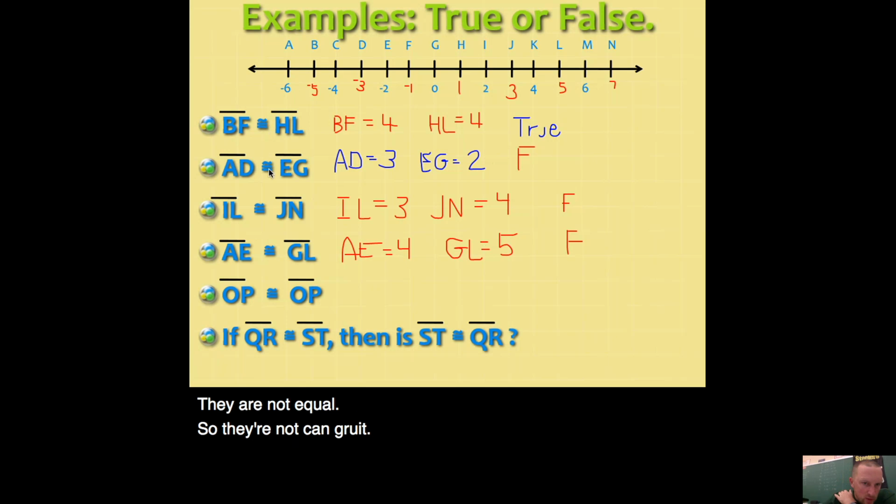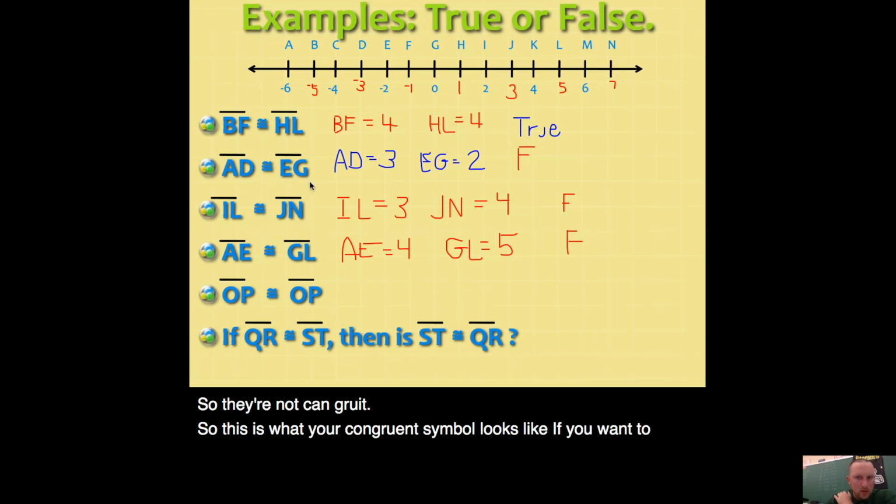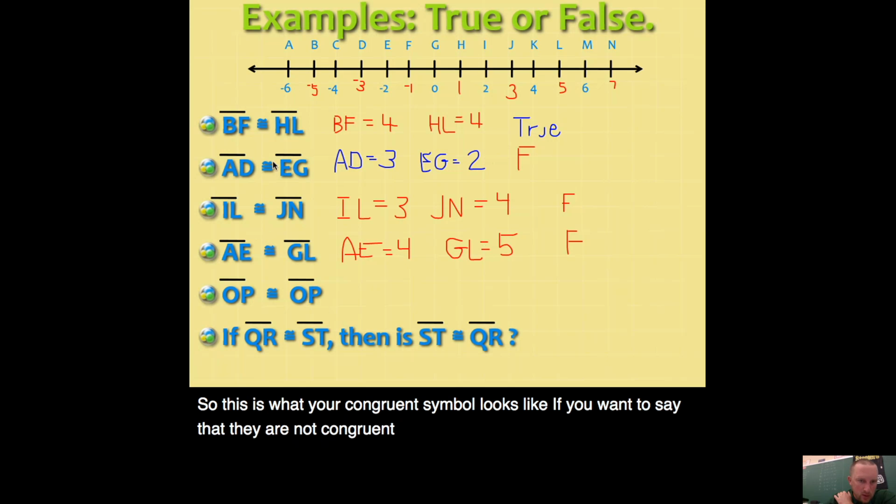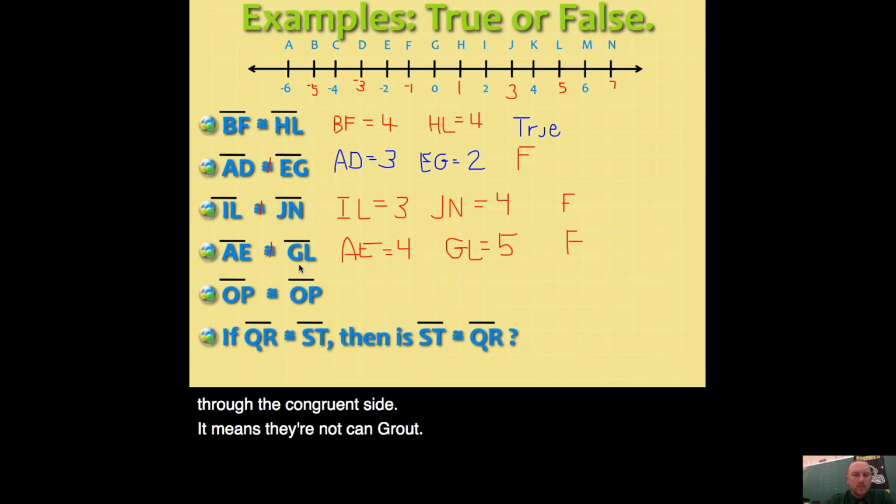So this is what your congruent symbol looks like. If you want to say that they're not congruent, like these 3 are, you could put a slash through the congruent sign. It means they're not congruent. So you'll see that from time to time.